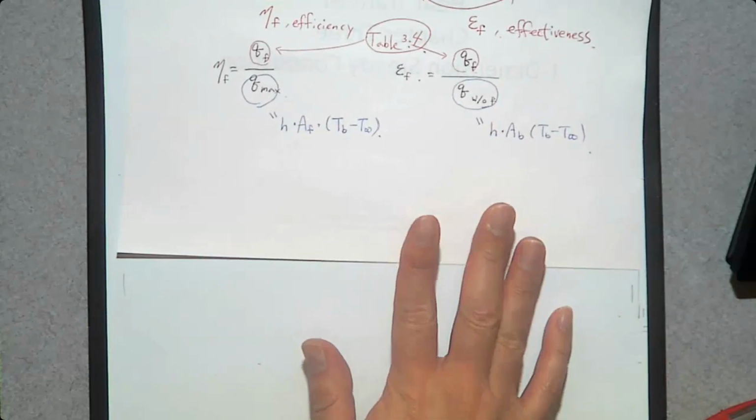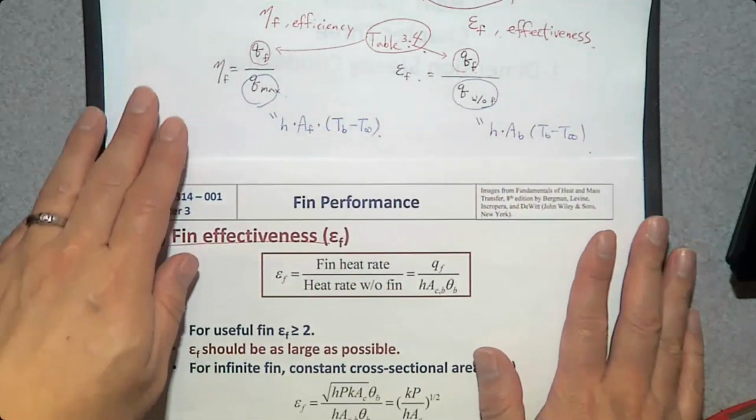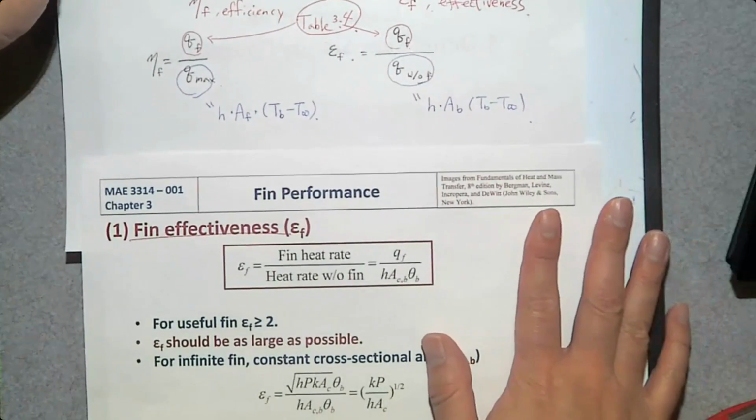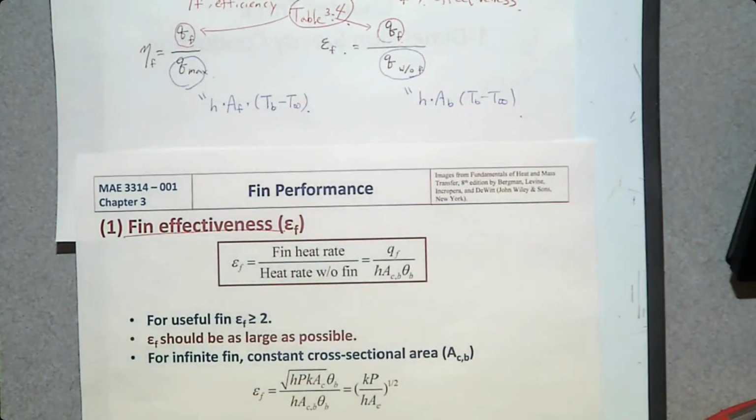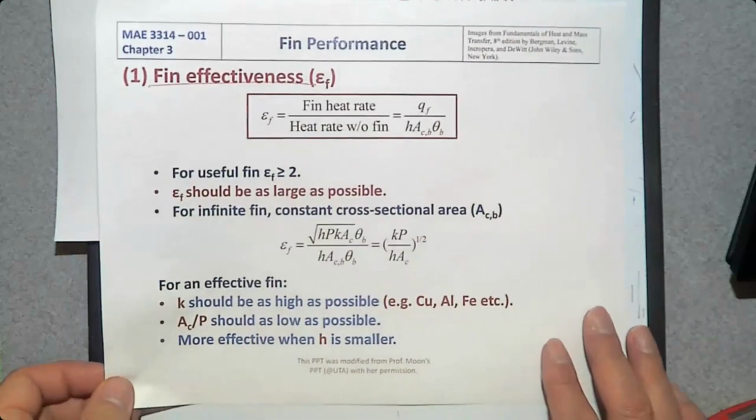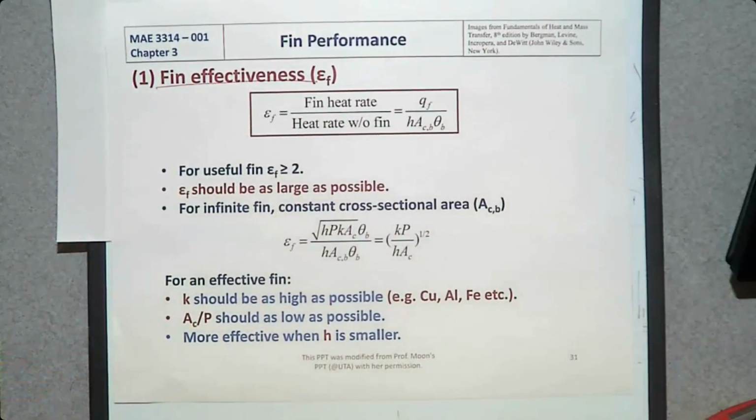So when we determine whether it is worth adding a fin, we need to evaluate the fin effectiveness, and this fin effectiveness should be at least 2 or above to be useful. And, of course, the fin effectiveness should be as large as possible. Then how do we have an effective fin?